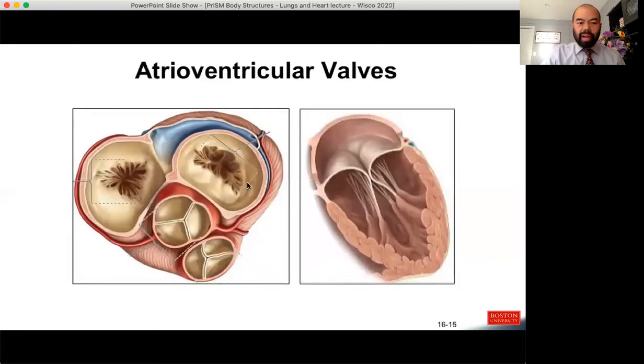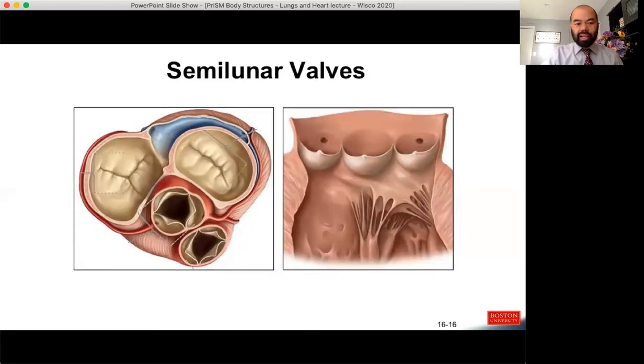So again, my atrioventricular valves, when they're open, that is during ventricular diastole, because blood is flowing from the atria into the ventricles. The ventricles are filling. During ventricular systole, my atrioventricular valves are closed and my aortic and pulmonic valves are open.